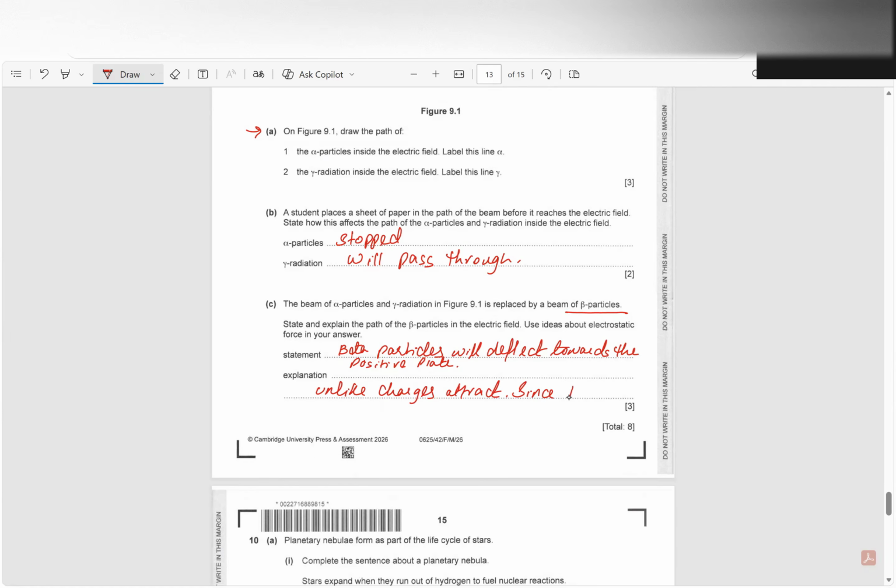And we're also going to write over here, since beta particles are lighter, they will move quickly, sharply towards the positive plate.